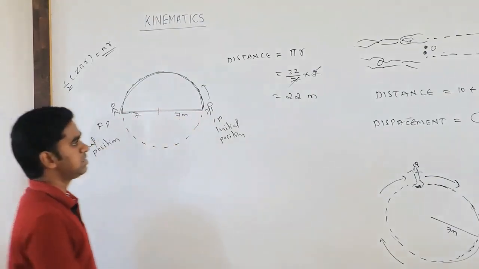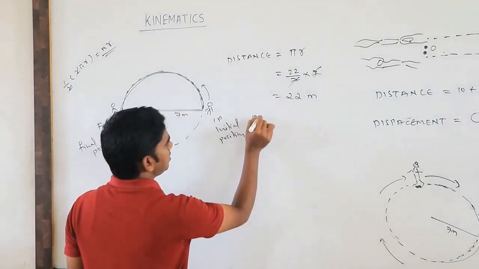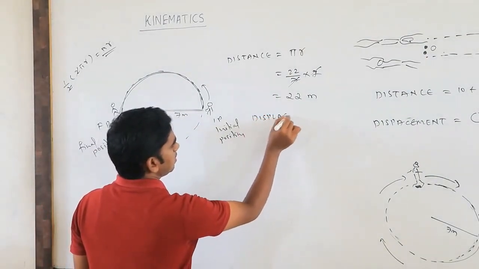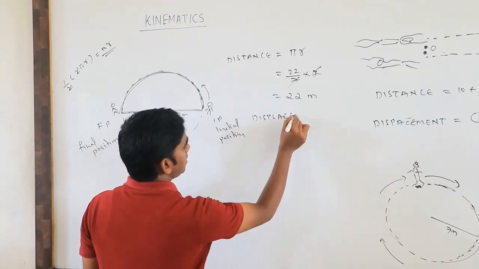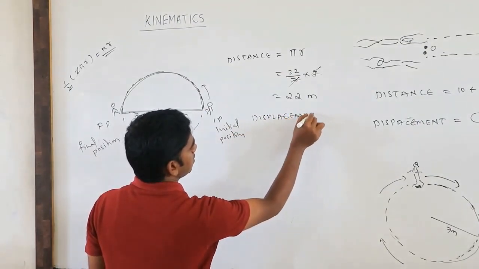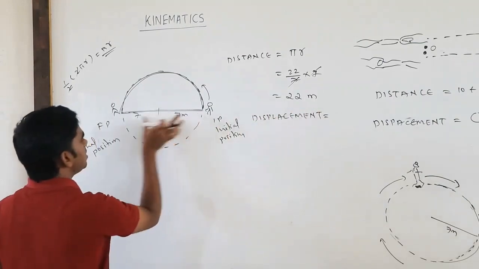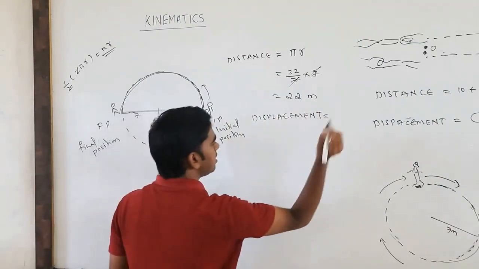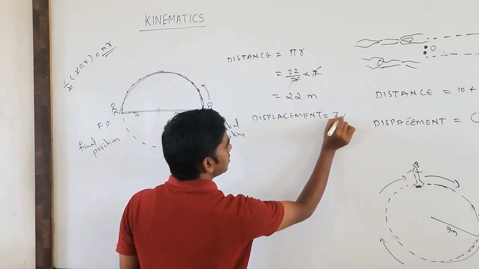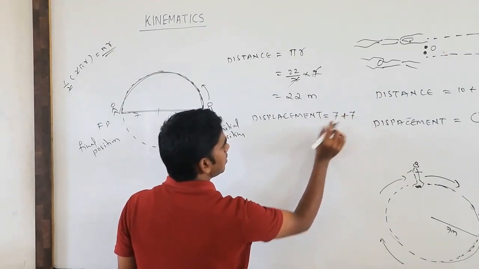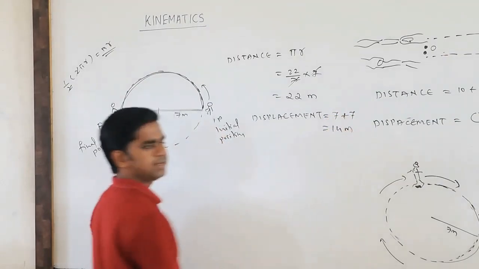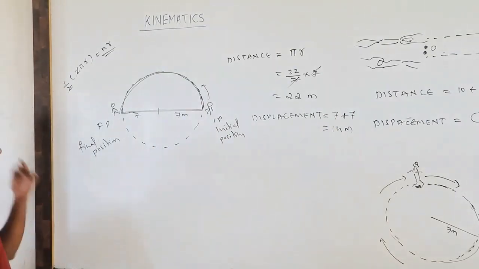Now what is the displacement? Displacement is what? From here to here 7, here to here 7. So it is nothing but the diameter, 2 times the radius. 7 plus 7. So this is going to be 14 meters. Okay. So this is how we can calculate.